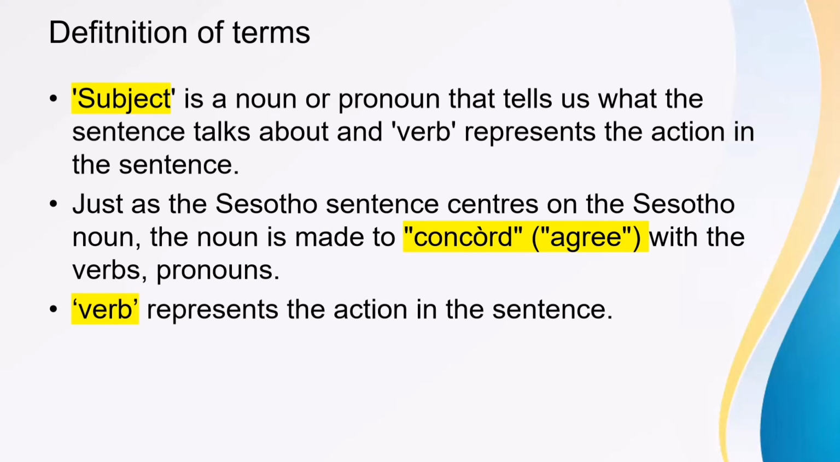So in Sesotho, basically the sentence structure centers on the noun. So the noun is made to concord, or rather agree, with the verbs or the pronouns. And then the verb represents the action in the sentences.